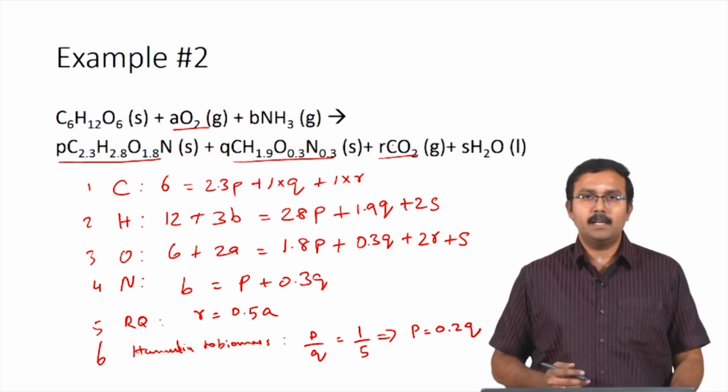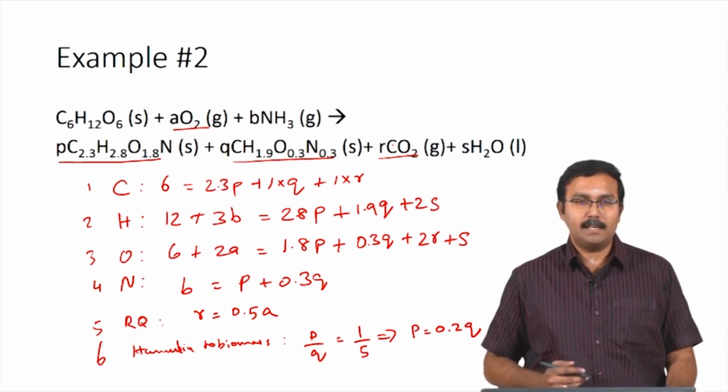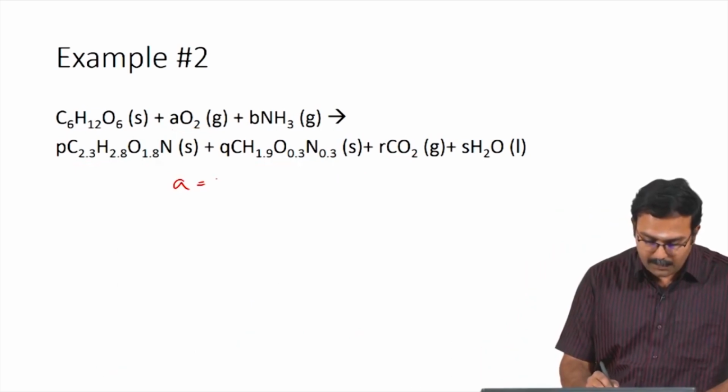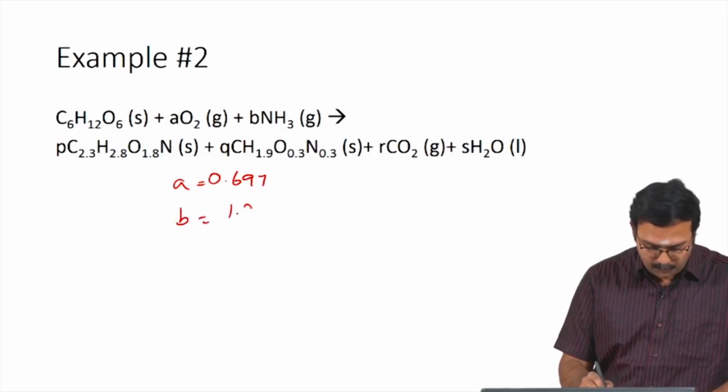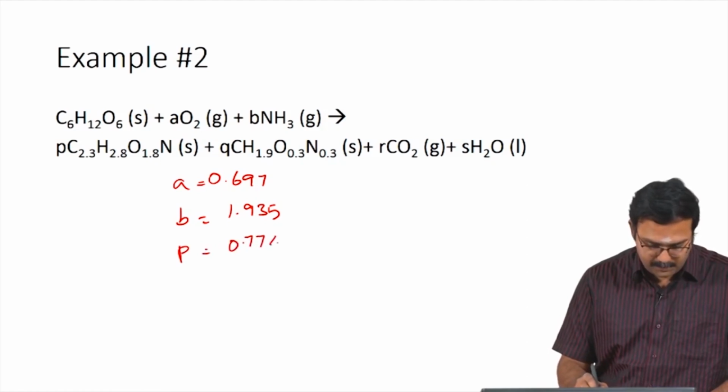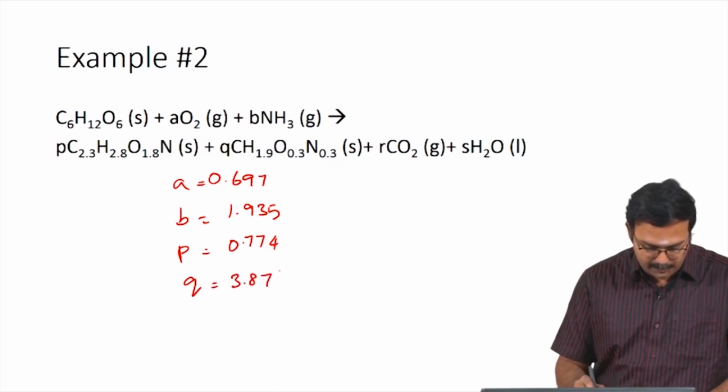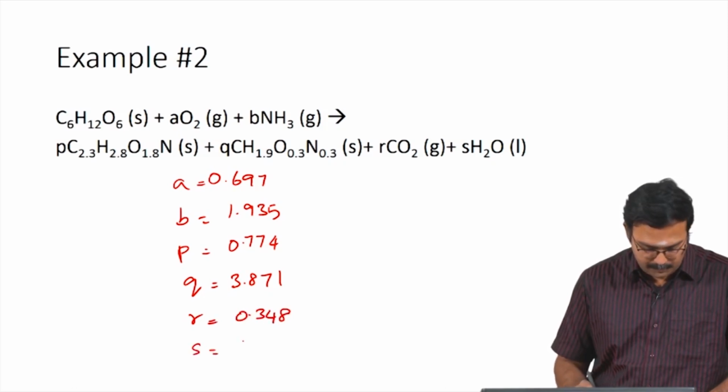When we perform these calculations, we will end up with the following answers. A will be equal to 0.697, B will be equal to 1.935, P will be equal to 0.774, Q would be equal to 3.871, R would be equal to 0.348 and S would be equal to 4.142.